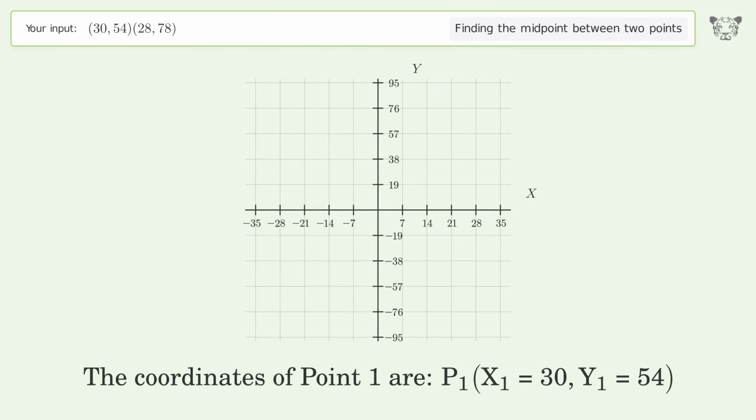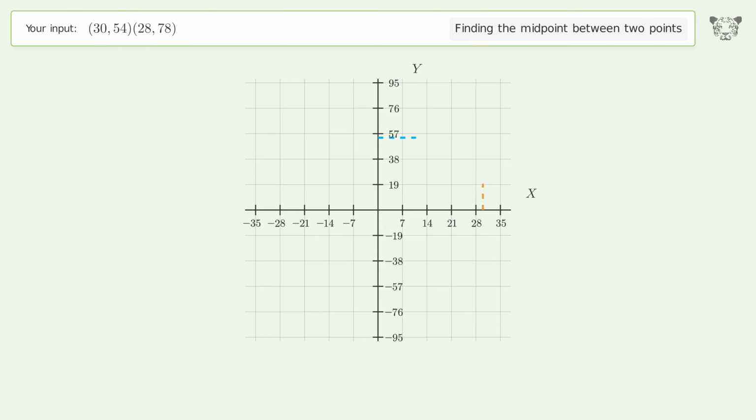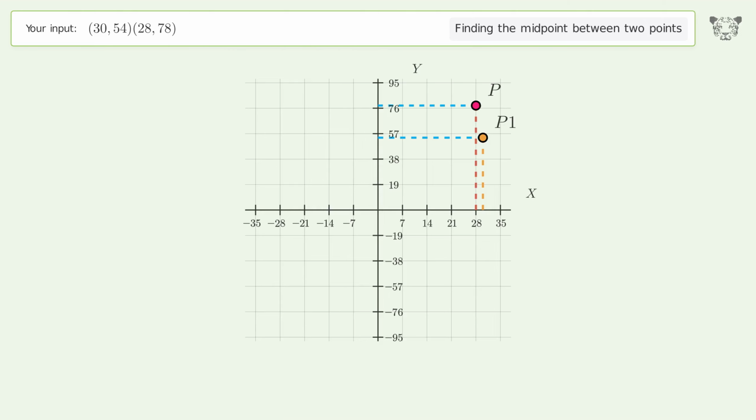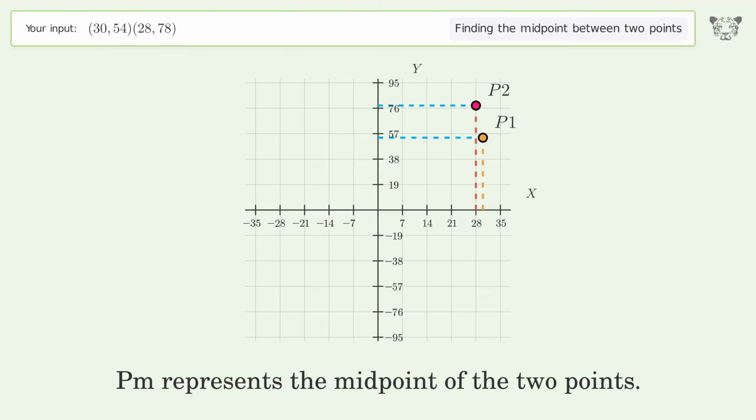The coordinates of point 1 are x1 equals 30, y1 equals 54. The coordinates of point 2 are x2 equals 28, y2 equals 78. PM represents the midpoint of the 2 points.